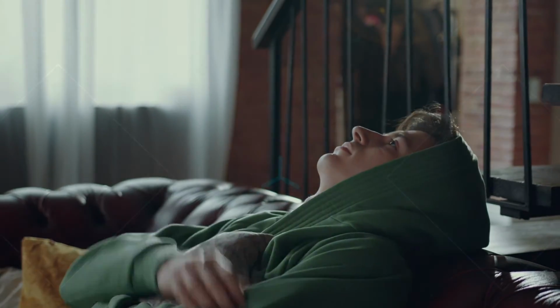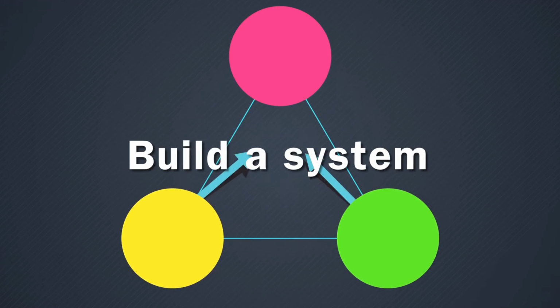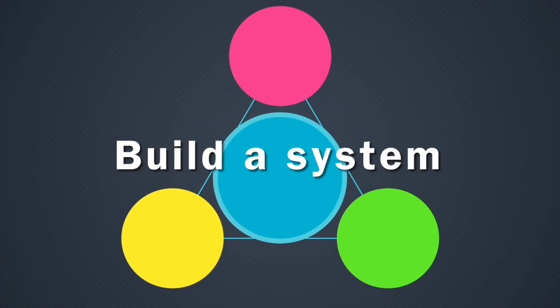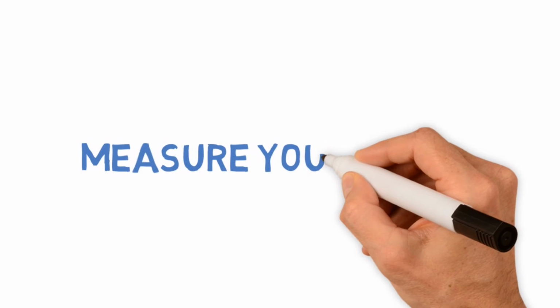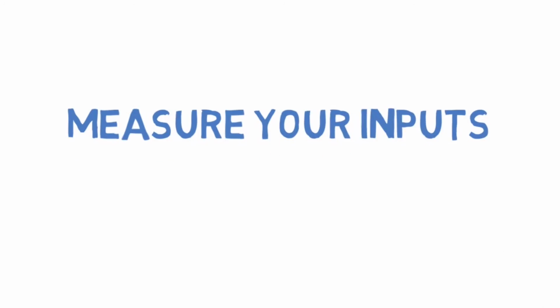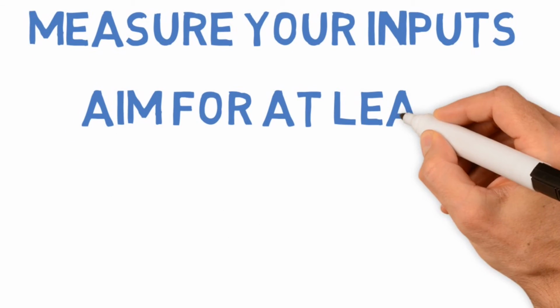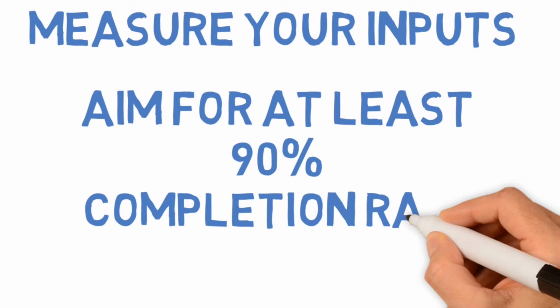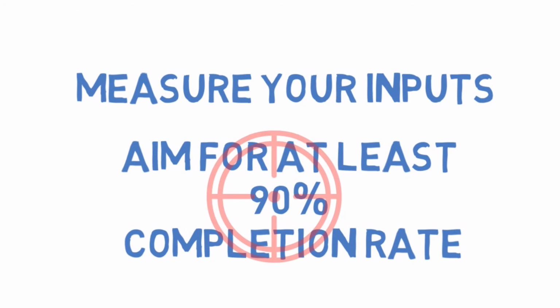Don't simply rely on your willpower to get you through tough days, build a system that sets you up to win. At the end of each week, measure your progress. The aim is to at least have completed 90% of all the inputs you have set yourself. Anything less and you could potentially fall short of achieving your goal, and you may need to adjust your plan.